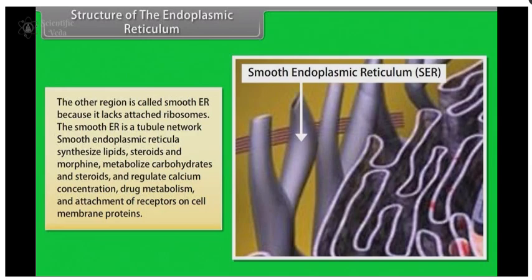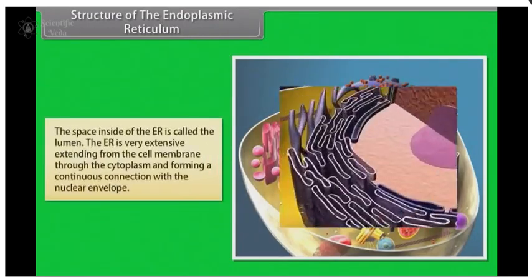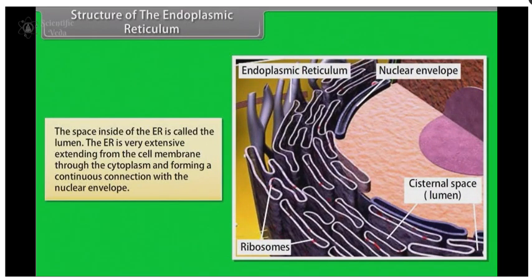Smooth endoplasmic reticula synthesize lipids, steroids, and morphine, metabolize carbohydrates and steroids, and regulate calcium concentration, drug metabolism, and attachment of receptors on cell membrane proteins. The space inside of the ER is called the lumen. The ER is very extensive, extending from the cell membrane through the cytoplasm and forming a continuous connection with the nuclear envelope.